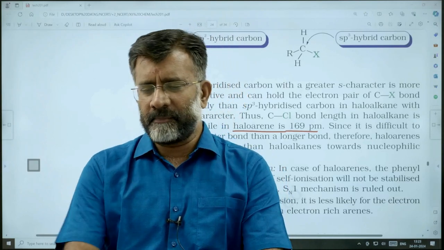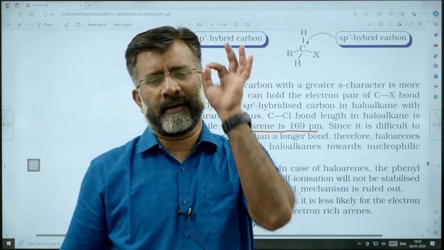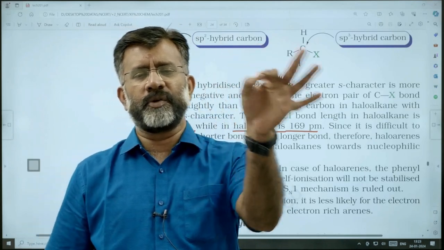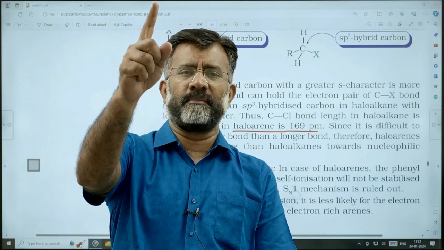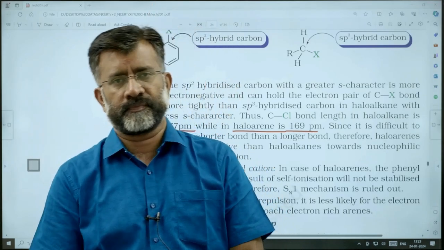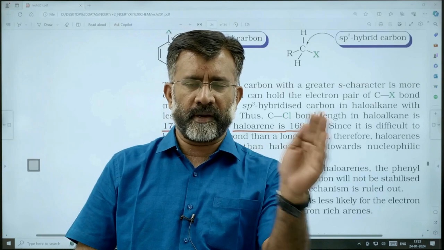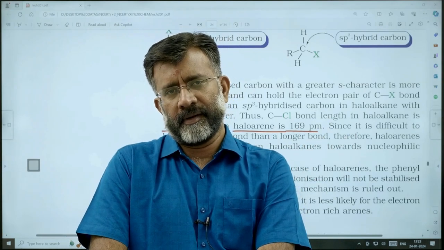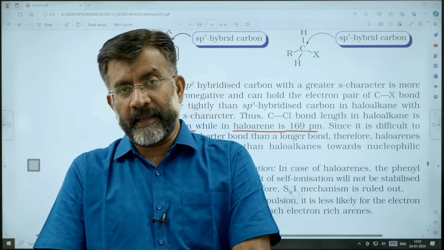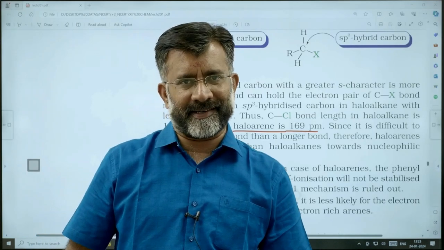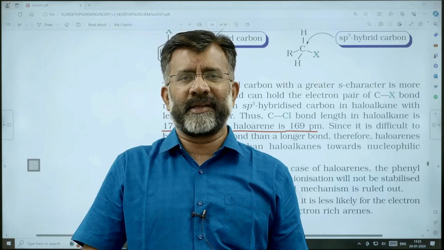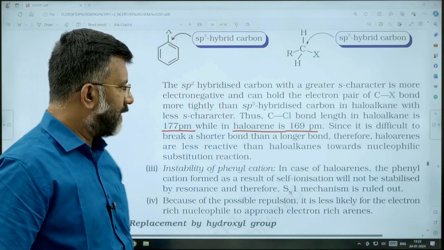So as I said, multiple reasons why aryl halides are less reactive towards nucleophilic substitution reaction. Reason number one, resonance. Hence, there is a partial double bond character. Number two, hybridization. Difference in hybridization, sp2 hybridization. So it's more electronegative and the bond length decreases.